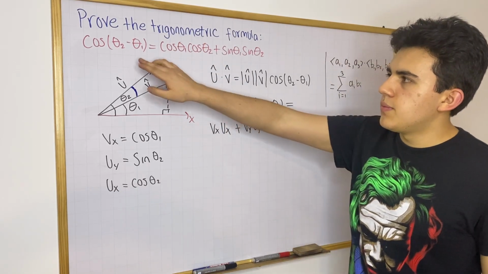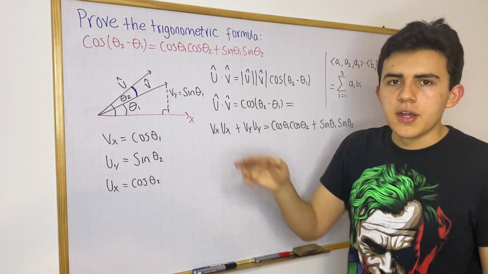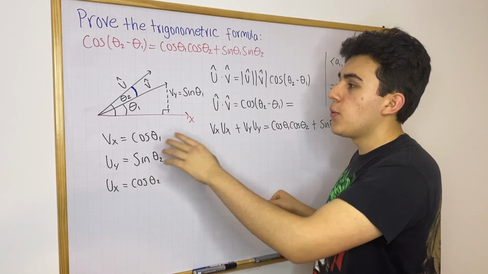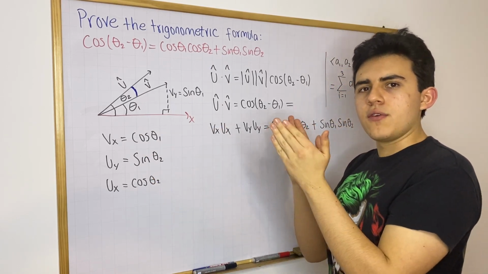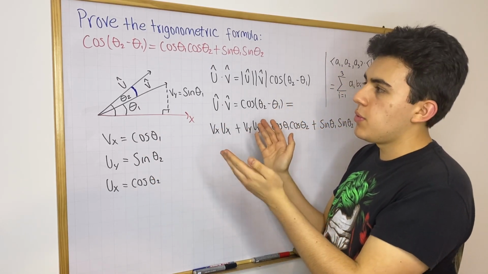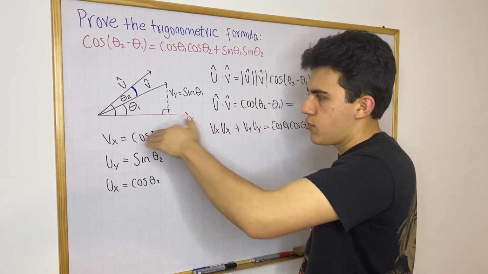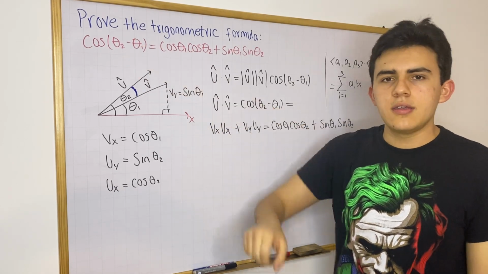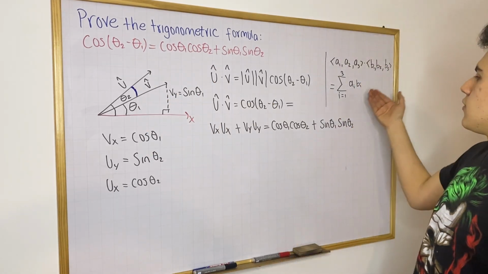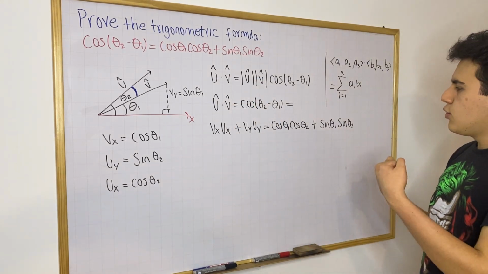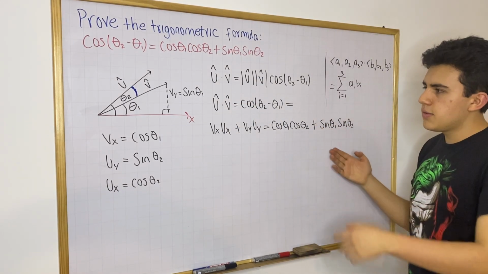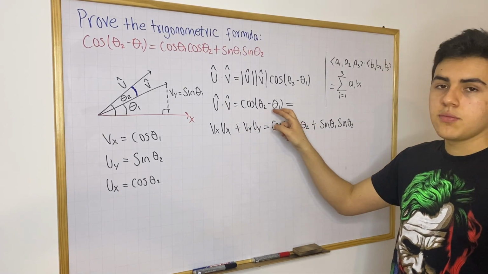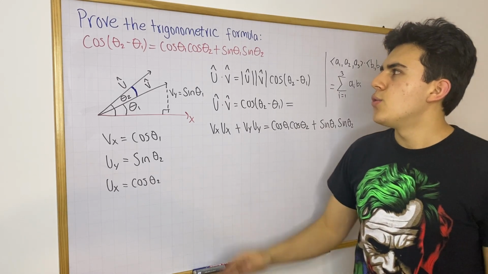So if theta 2 and theta 1 are angles with respect to the positive x-axis for two vectors that are known, you can find the angle between those vectors, which is going to be the difference between their angles with respect to the x-axis. And then by taking the dot product, you're going to get a cosine in here. And then by using this formula, you find components, put them together, multiply, and you get this, which, well, we just proved that the cosine of the difference between these two angles is equal to this, okay? Which is what we wanted to do.